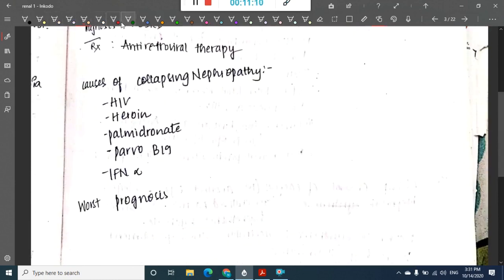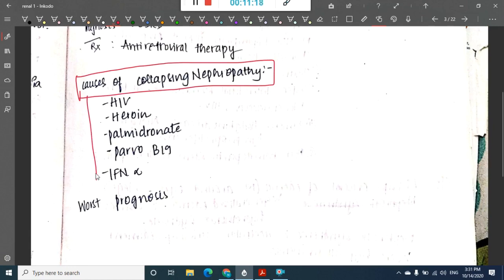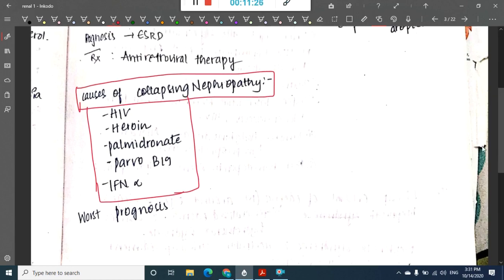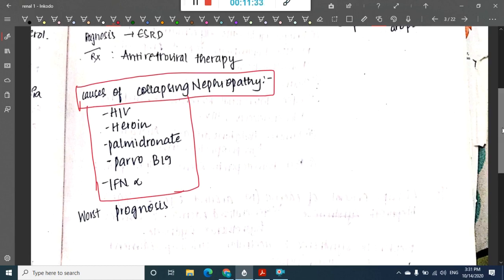So the causes of this collapsing nephropathy include: I have already told you that HIV is one of the causes. Other causes include usage of heroin, pamidronate, parvovirus B19 and interferon alpha. So the causes of collapsing nephropathy are HIV, heroin, pamidronate, parvovirus B19 and interferon alpha.